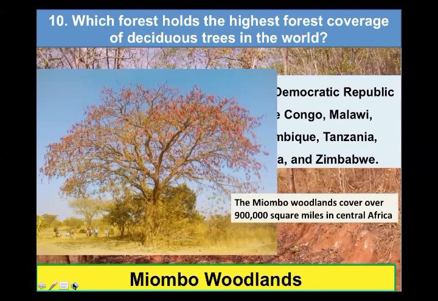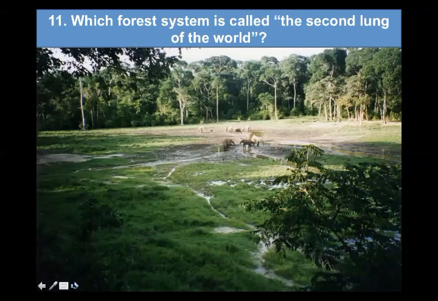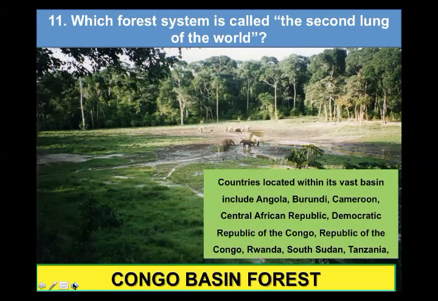So which covers nearly 900,000 square miles in Central Africa. Which forest system is called the second lung of the world? We know which one is the lung of the world. No, I would say the first lung of the world is the Amazonian forest, the Amazon in South America. But the second lung of the world is, I would say, the Congo Basin forest.